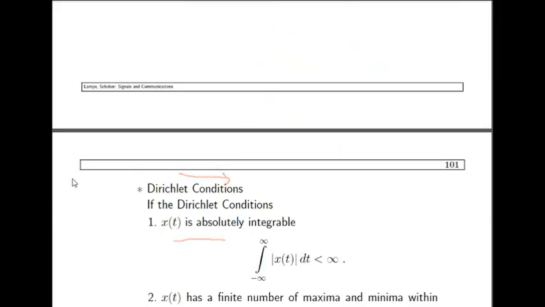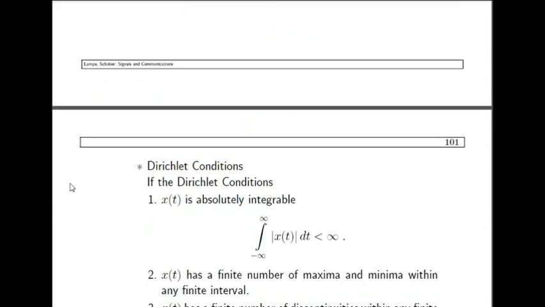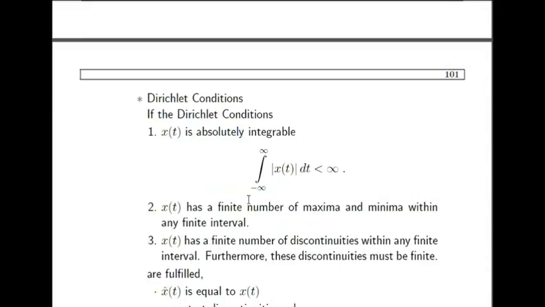Now the second condition for convergence is the Dirichlet conditions. These are the same Dirichlet conditions which were there in Fourier series. The first one is that the signal x of t must be absolutely integrable, but there it was over one time period, and now here it is over the minus infinity to infinity zone. The second Dirichlet condition is that x of t must have a finite number of maxima and minima within any finite interval.